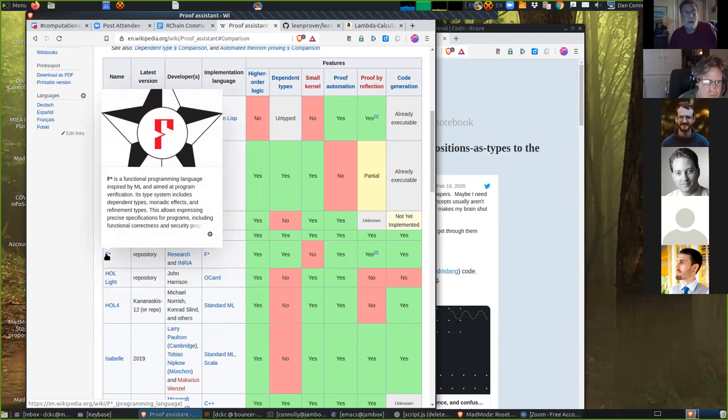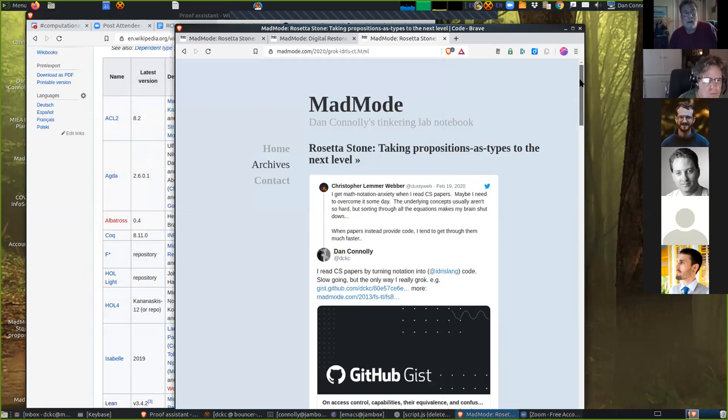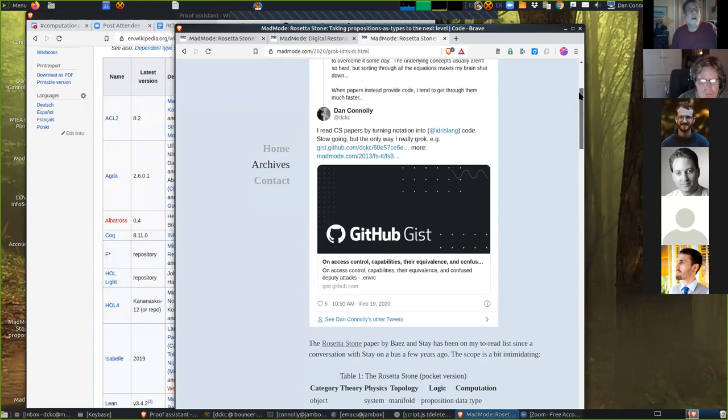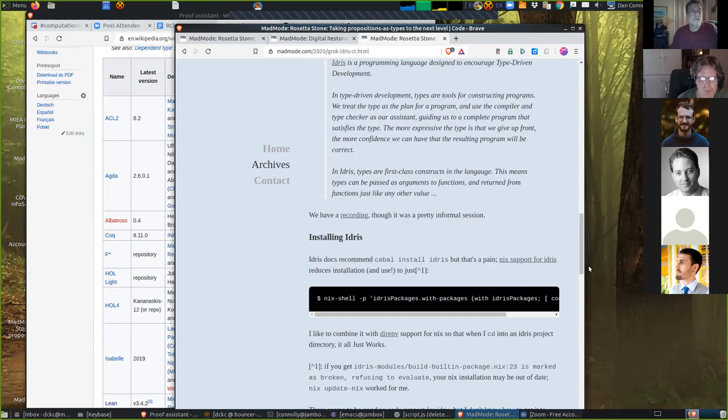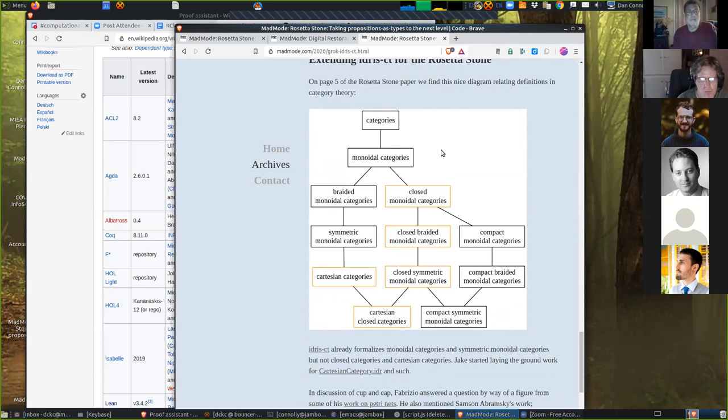And then by way of encouragement, I took our session so far and made a blog post out of it. I was just talking about how turning CS papers into notation is the way I learned them, and the quantum physics gap, and my intro to Idris, and there's a recording. I reconstructed that figure with GraphViz and put it in there. Nice.